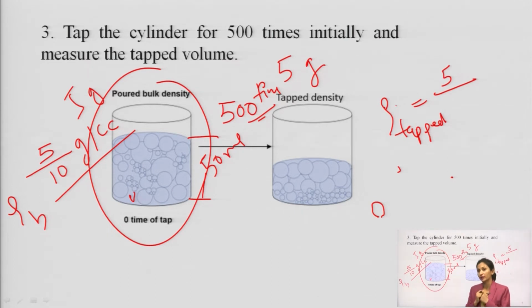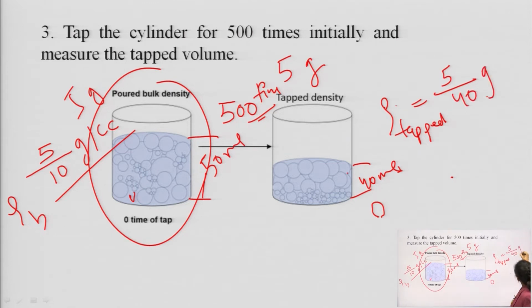Why will it decrease? Because whatever air space was there in the base, when you compact it, when you compress it, that air space will be eliminated. So that becomes, suppose, 40 ml. So 5 divided by 40 gram per cc will be your tap density.